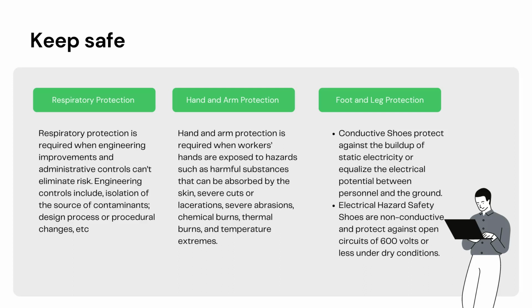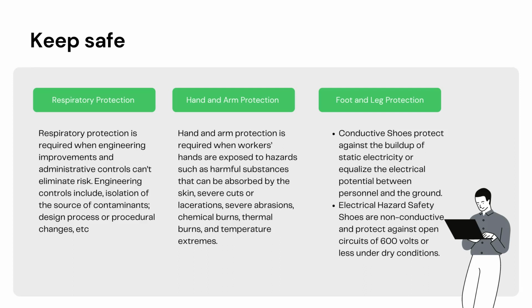Next is the hand and arm protection. The hand and arm protection is required when workers' hands are exposed to hazards, such as harmful substances that can be absorbed by skin, severe cuts or lacerations, severe abrasions, chemical burns, thermal burns, and temperature extremes.